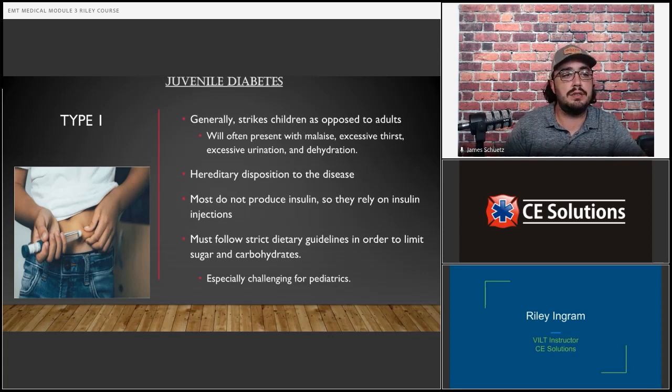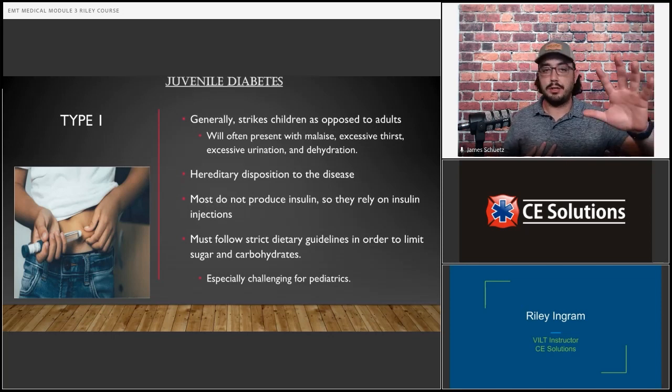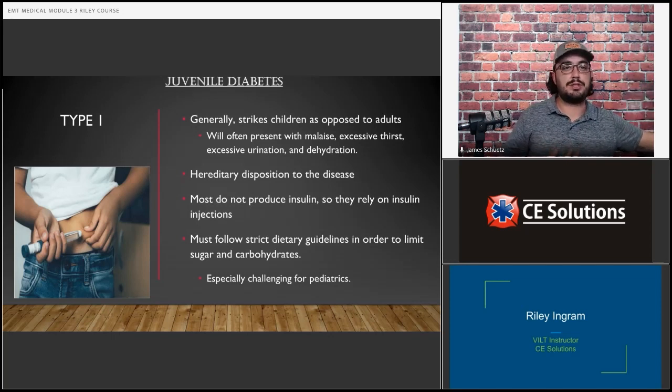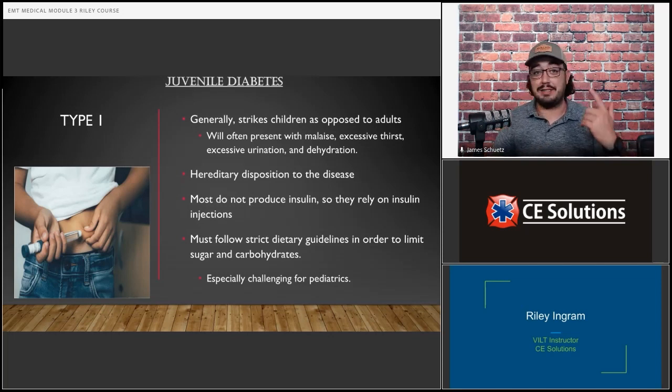Hereditary disposition to the disease. Typically, if one of the parents suffers from diabetes, the kid has got a higher chance of it than someone like me or my wife. Neither one of us are diabetic. So, say if one of you guys are diabetic and your wife isn't, y'all's children will have a little bit higher disposition to be diabetic than what mine will, because it is a hereditary issue, right? Type 1 is what it is, right? We can't do much about that because we're born that way. Whereas that type 2, we've got some control over.